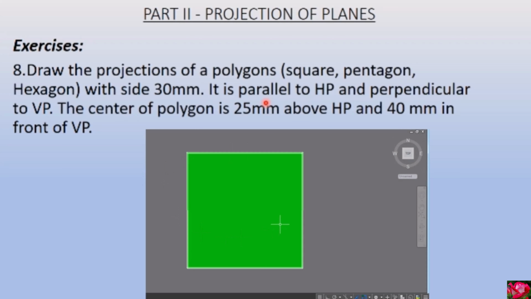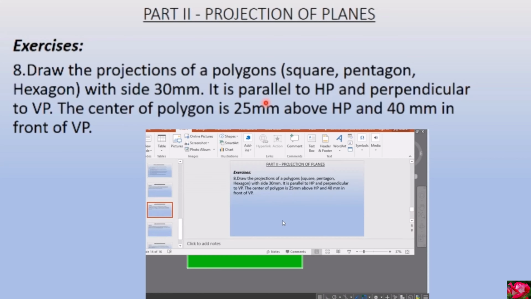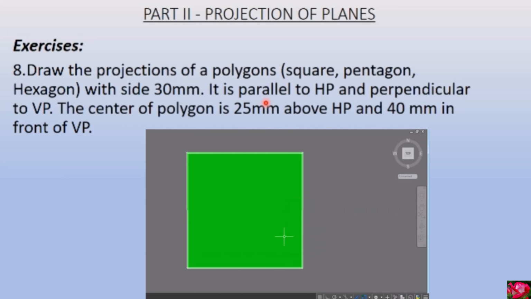So this will be your top view, and a straight line will be your front view. Similar to the square, the pentagon and hexagon will appear like this. There will be a pentagon in the top view and a straight line in the front view. Same with the hexagon: the front view will be a line and the top view will be a hexagon. Now we will see how to draw these 3 figures one by one.